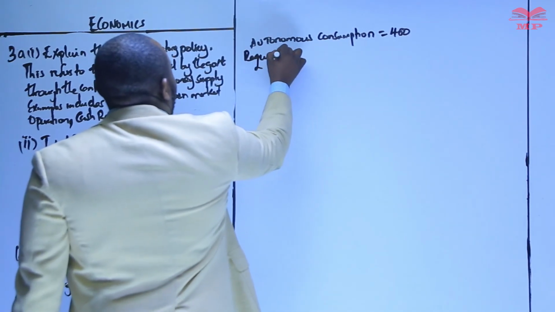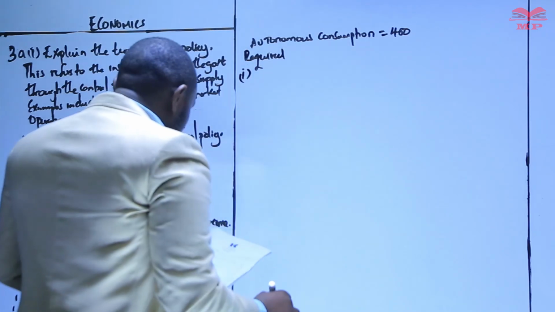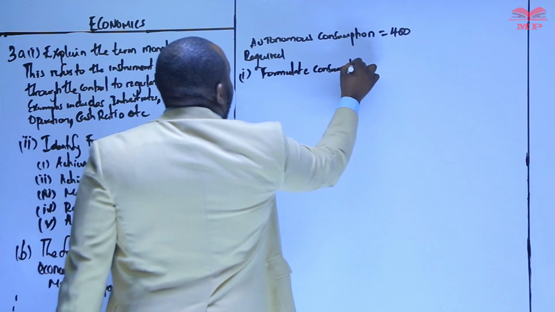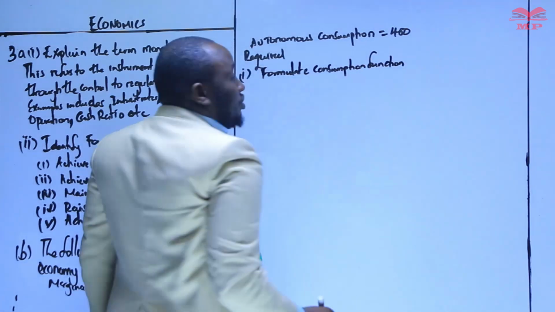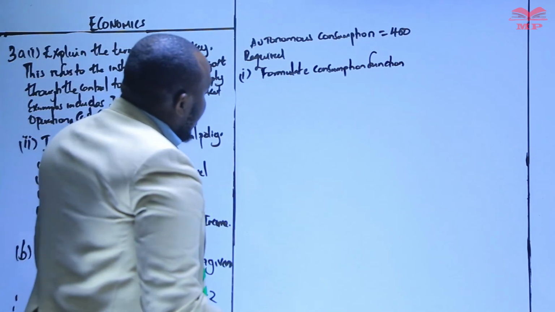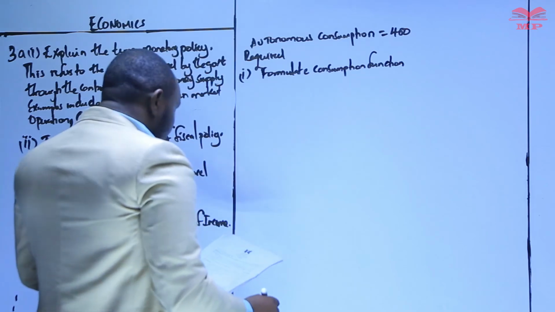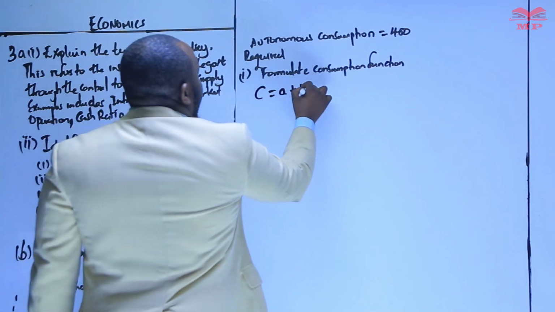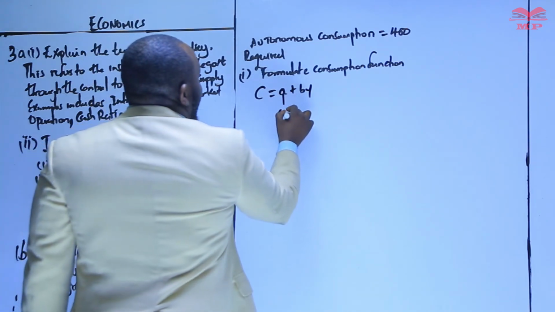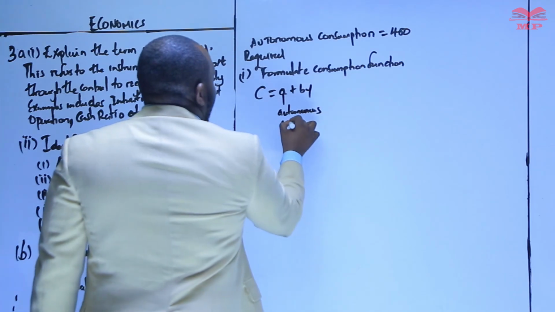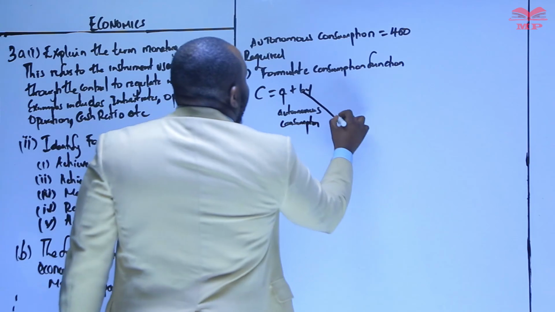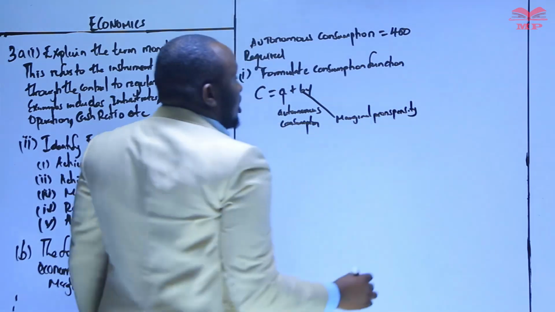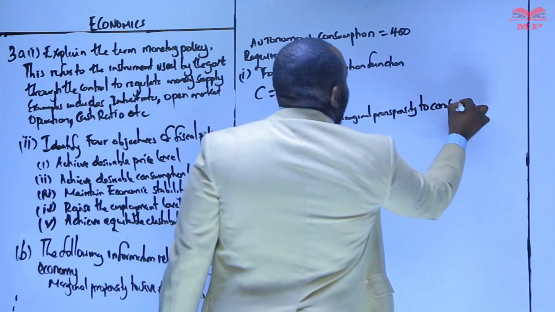Then we have the required. Required, Roman 1, that is B Roman 1. Formulate the consumption function. For us to formulate the consumption function, we know that the consumption function should be equivalent to A plus BY. A is autonomous consumption, that is independent of Y. And B is the marginal propensity to consume.